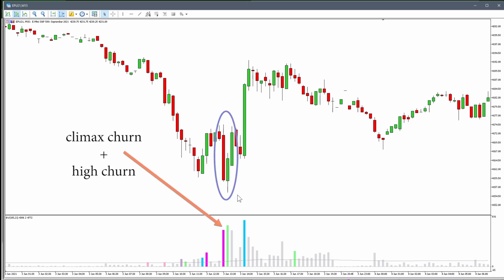It's always a situation where you want to look to fade the move that went too far, happened too quickly with way too much volume. Too hard, too fast. That's not a new trend. That is an anomaly that usually fizzles out or reverses like you see in this case.